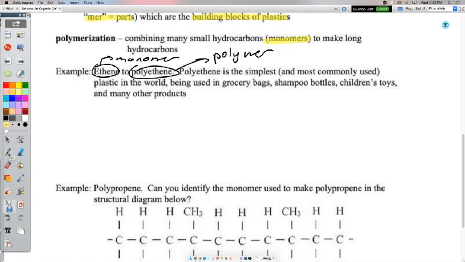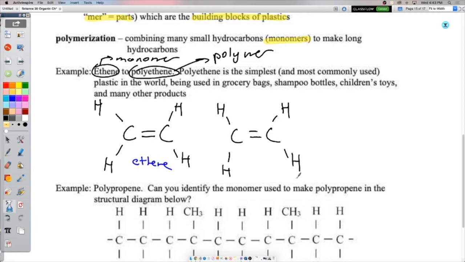So what do we do? We take, like I said, ethene. Hey, we know how to draw ethene. Ethene is going to be two carbons. Ene means double bond. And then we've covered the two carbons, we've covered the double bond, so fill in with hydrogens. 1, 2, 3, 4. 1, 2, 3, 4. So this is ethene.